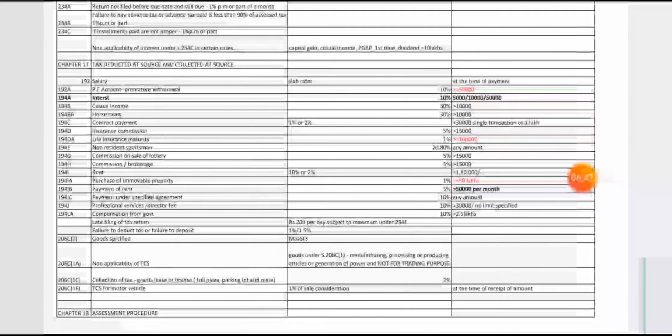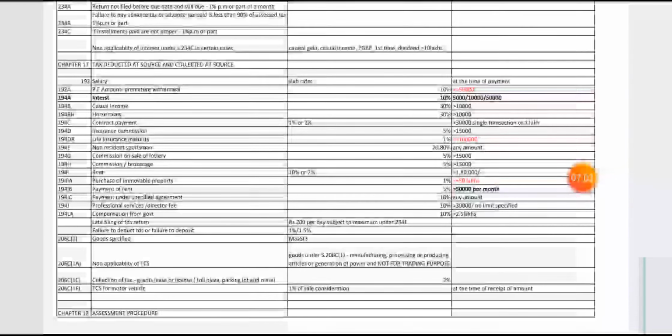Now we are coming into interest. All forms of income only will be studying. So first salary, next comes interest. Interest is dealt in section 194A. When is interest payable? 10% TDS rate is. What is the amount? 5,000, 10,000, 50,000.